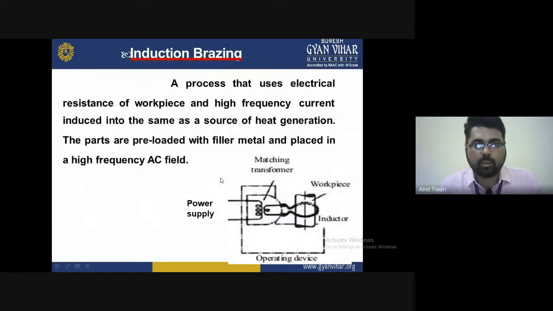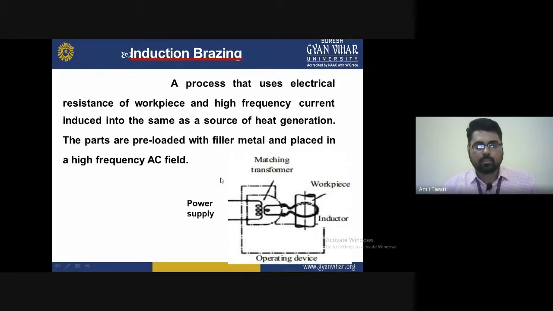Also introducing induction brazing, a process that uses the electrical resistance of the workpiece and high-frequency current induced in it as the source of heat generation. The parts are preloaded with the filler metal and placed in the field, and AC current is required for the metal joining.